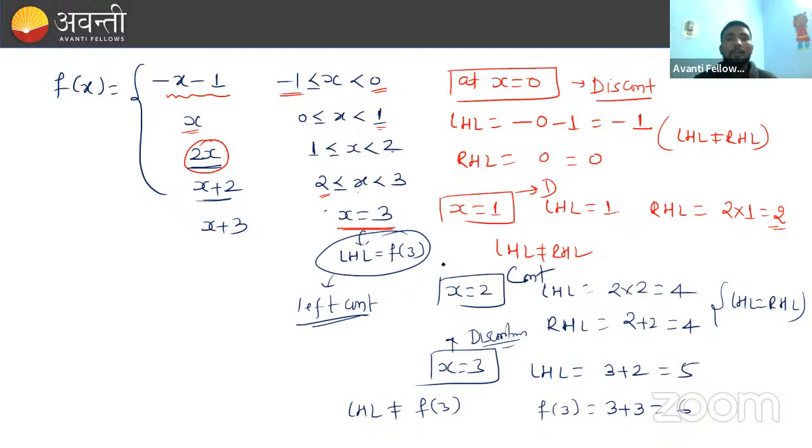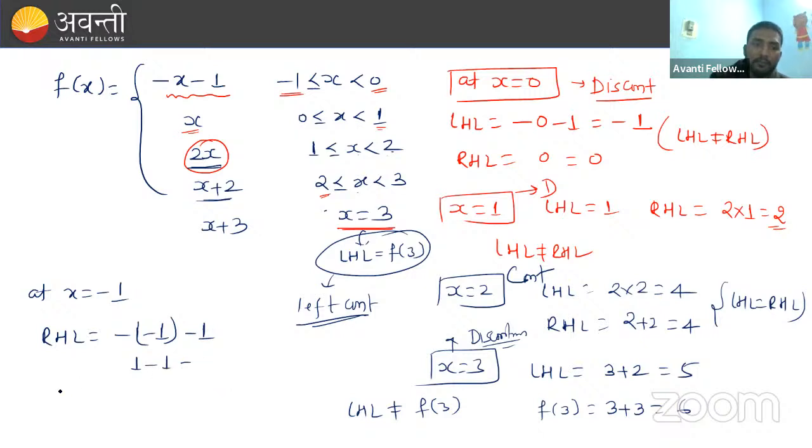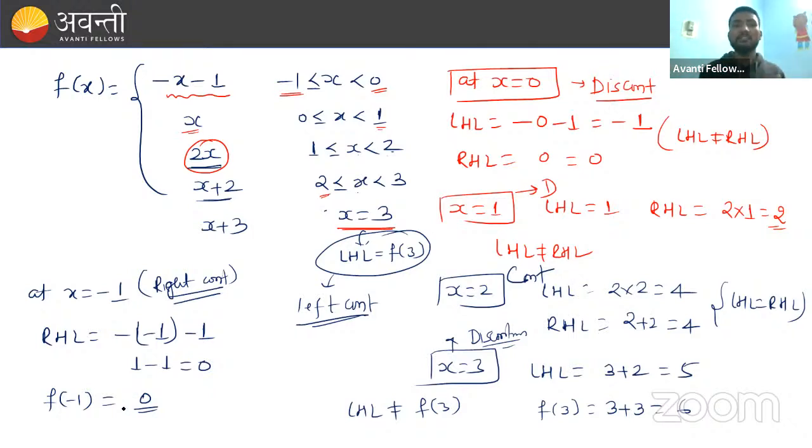Now we can check at x = -1. At x = -1, there will be no left hand side, only right hand side. So what will be RHL here? It will be -(-1) - 1, so it is +1, 1 - 1, that is 0. And what is the value of f(-1)? Again, it is 0, right? So this means it is right continuous. At x = -1, it is right continuous. So at -1, we have checked whether it is right continuous or not.